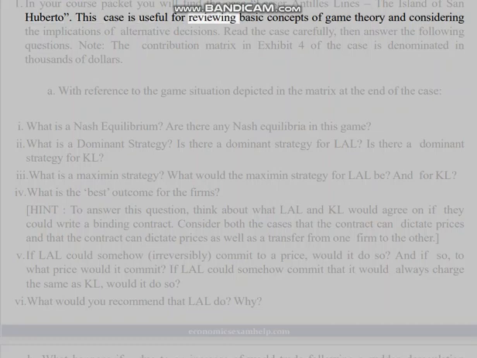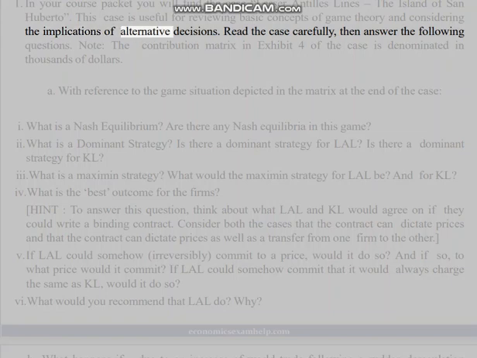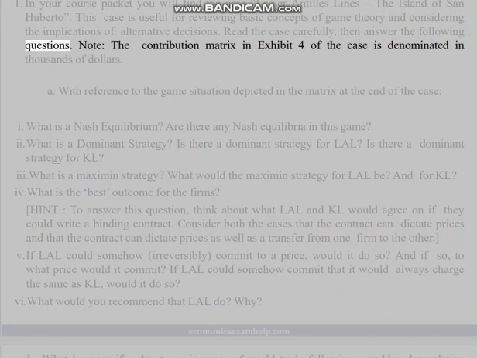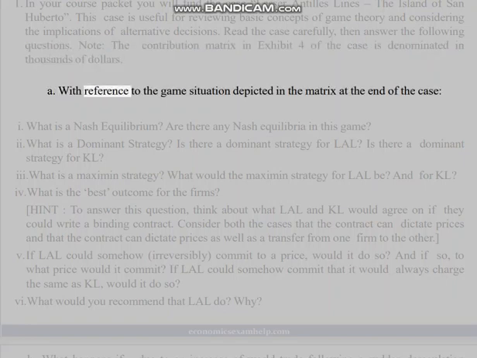1. In your course packet you will find the case Lesser Antilles Lines, the island of San Huberto. This case is useful for reviewing basic concepts of game theory and considering the implications of alternative decisions. Read the case carefully, then answer the following questions. Note: the contribution matrix in Exhibit 4 of the case is denominated in thousands of dollars. A. With reference to the game situation depicted in the matrix at the end of the case.